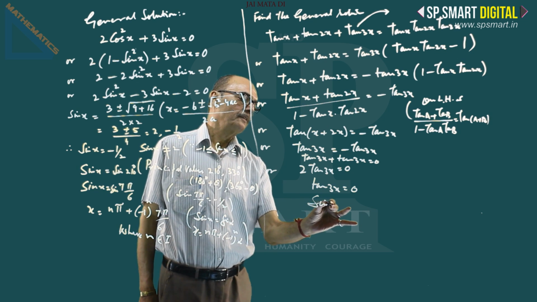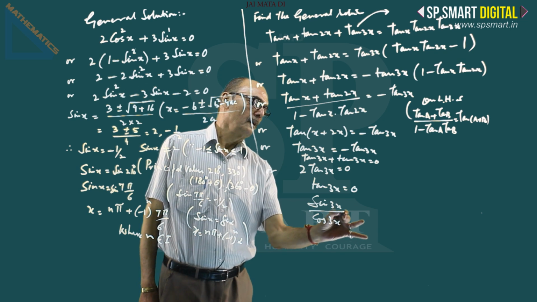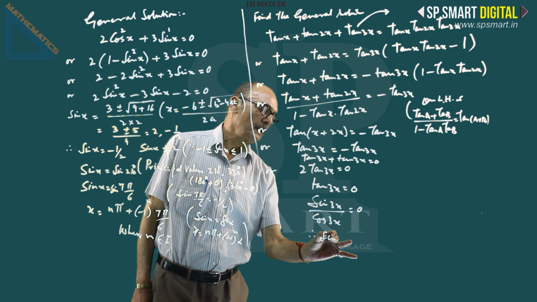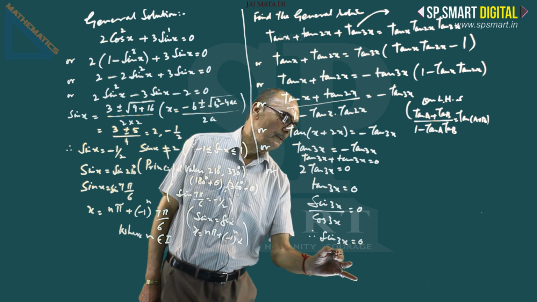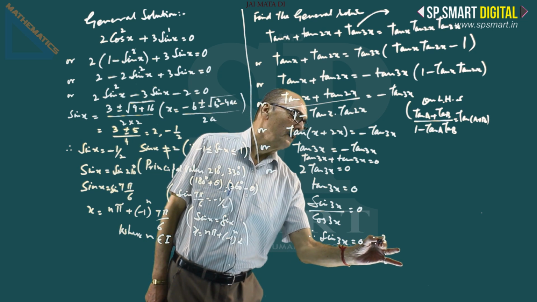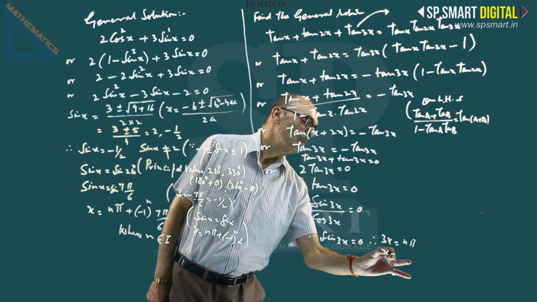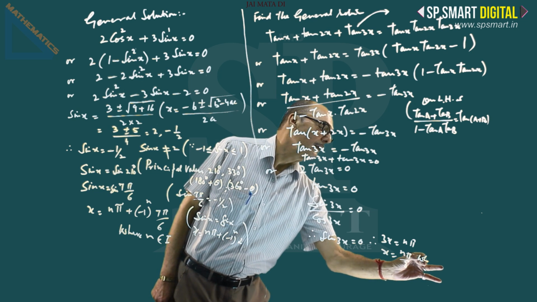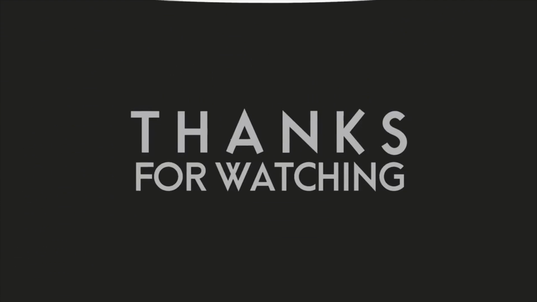Here implies sin 3x over cos of 3x equal to 0. Therefore, sin 3x equal to 0. General solution is therefore 3x equals n pi, x equal to n pi by 3, where of course n belongs to set of integers.